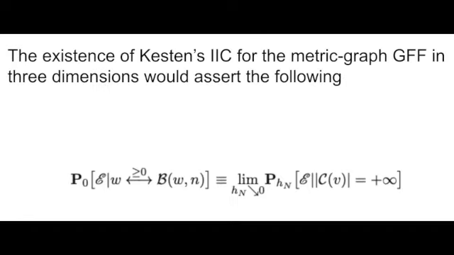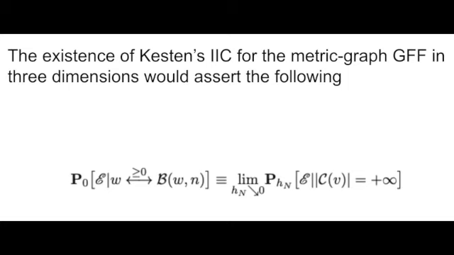And as we had alluded to previously, the existence of Kesten's IIC for the metric graph Gaussian-free field in 3 dimensions would assert the following. We would want to show that these two limits are equal. One limit is given by a conditional cylinder event taken precisely at criticality, at the critical threshold h equal to 0 of the metric graph Gaussian-free field, whereas the other limit depends upon a sequence of supercritical height parameters that approach this critical h equal to 0 threshold from above.